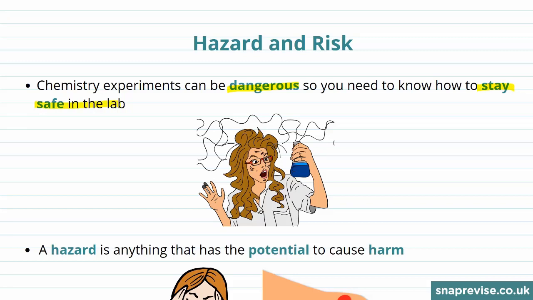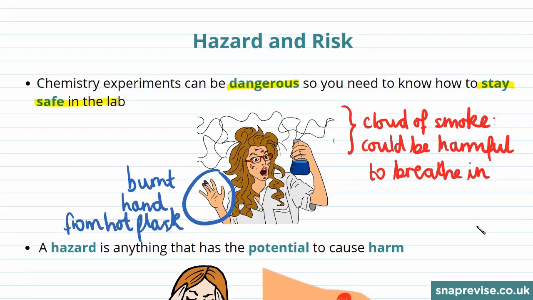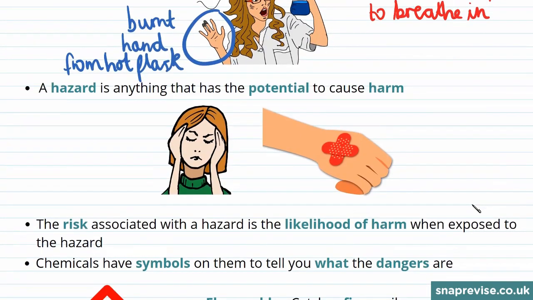In this diagram, you can see an example of an experiment that hasn't been carried out safely. Our flask is emitting a cloud of smoke, which could be harmful to breathe in, and it looks like whatever's in the flask has caused a burn. When we're thinking about how we can make chemical reactions safe, we need to think about the hazards that are involved, where a hazard is anything that has the potential to cause harm, where harm could be a headache or dizziness, a cut, or something worse.